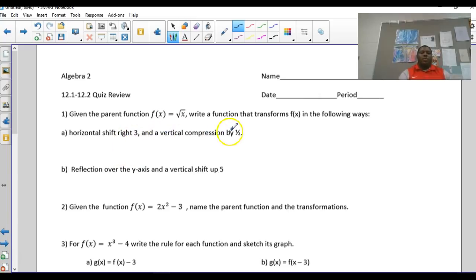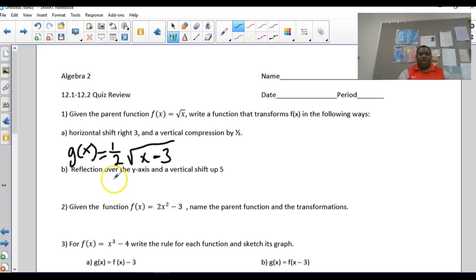Then we're going to have a vertical compression by 1/2. All right, so the vertical compression, you know, that's outside, 1/2. Then we're going to shift this thing right, which means -3. Shift this thing right. Okay, so here's our new equation, our new function.